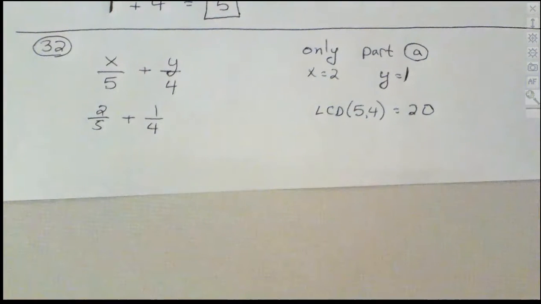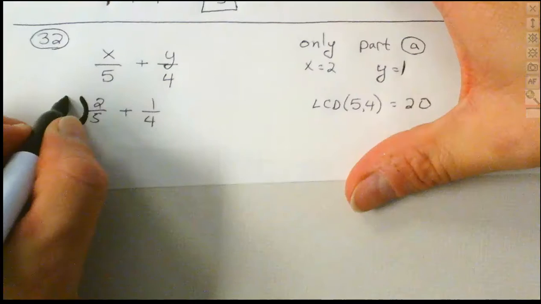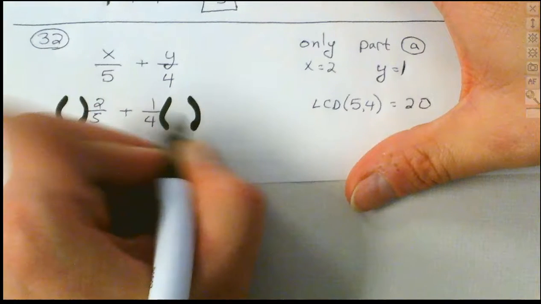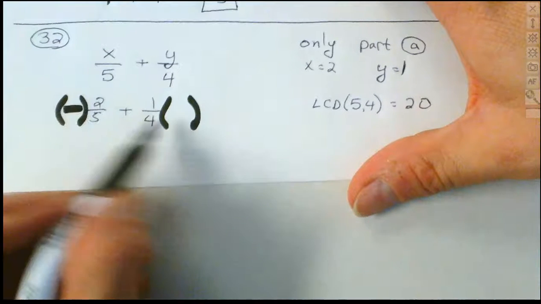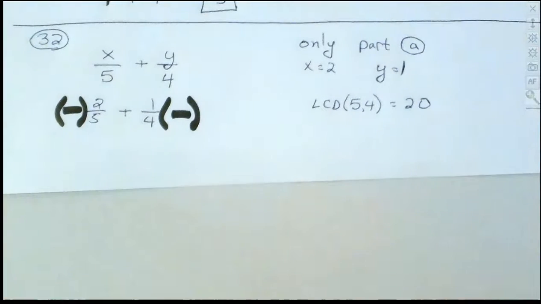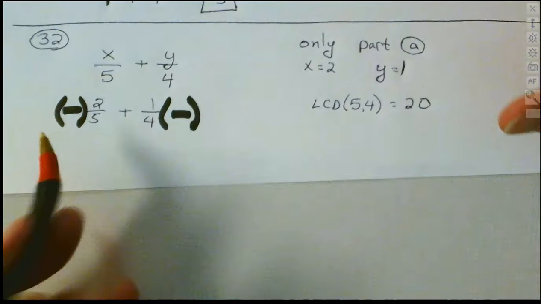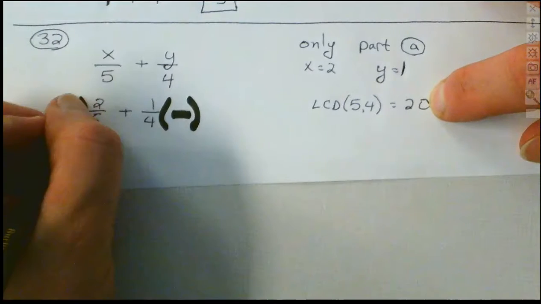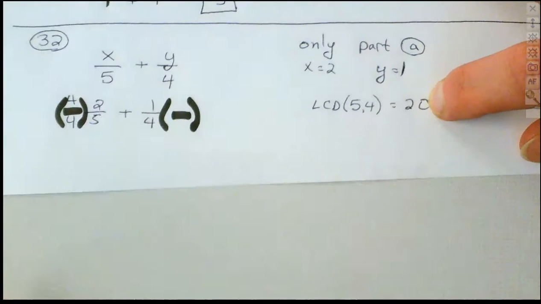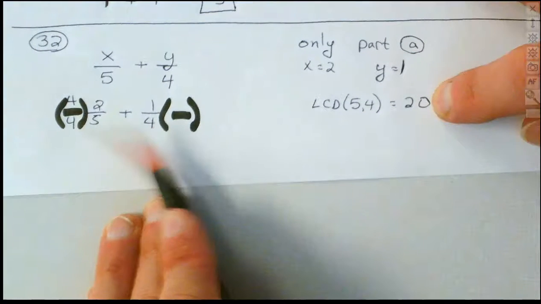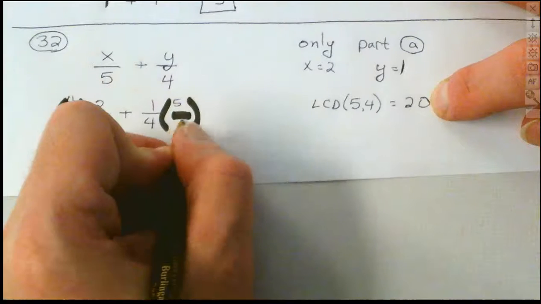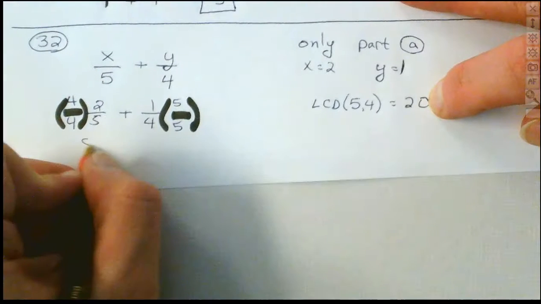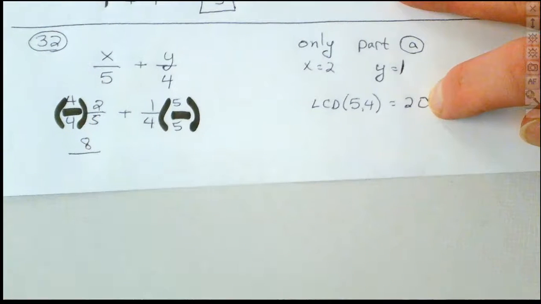Now let's go ahead and get ready to combine. We need 20s down below. So 5 times what makes it 20? 4. So we need a 4/4 here. And 4 times what makes it 20? 5 over 5. Okay?